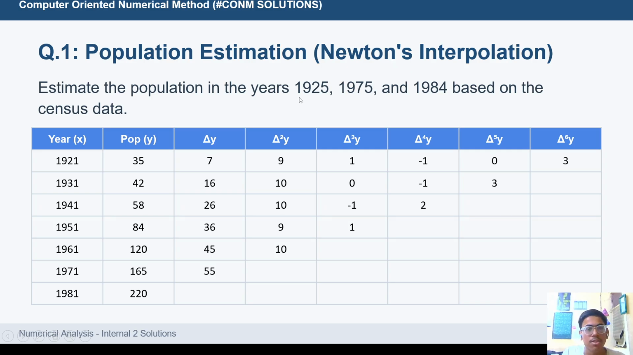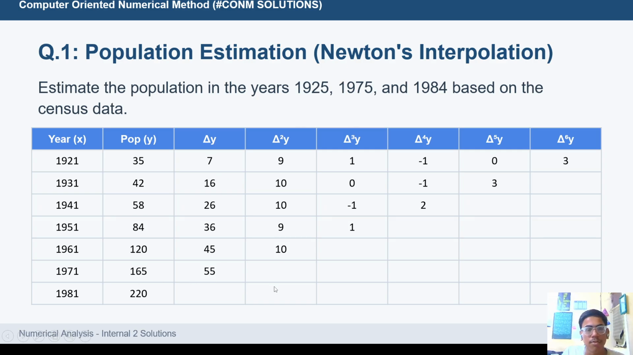So first we will form a forward difference table. As we already know, the forward difference operator delta is f of x plus h minus f of x. So for the first forward difference, it will be 42 minus 35 is 7, 58 minus 42 is 16, 84 minus 58 is 26, 120 minus 84 is 36, 165 minus 120 is 45, 220 minus 165 is 55.